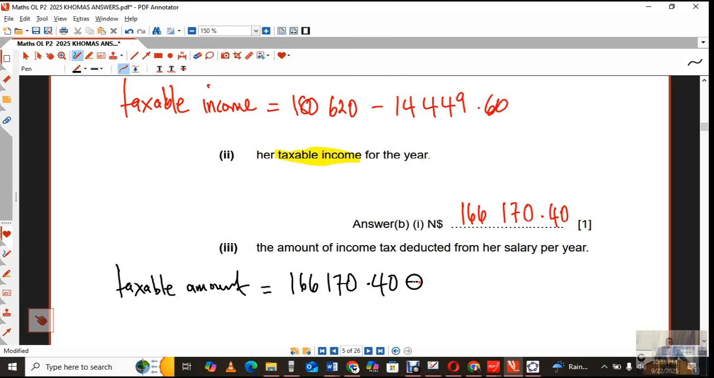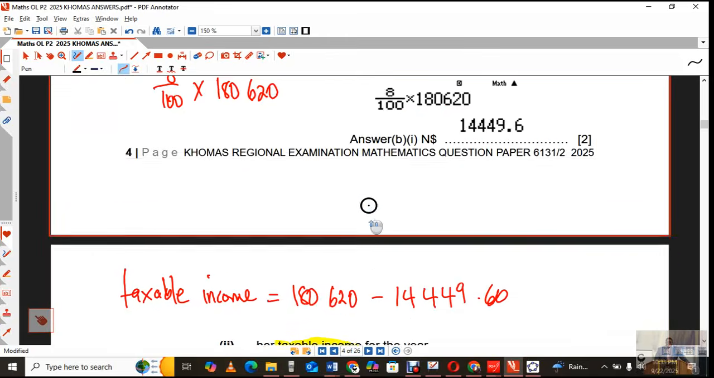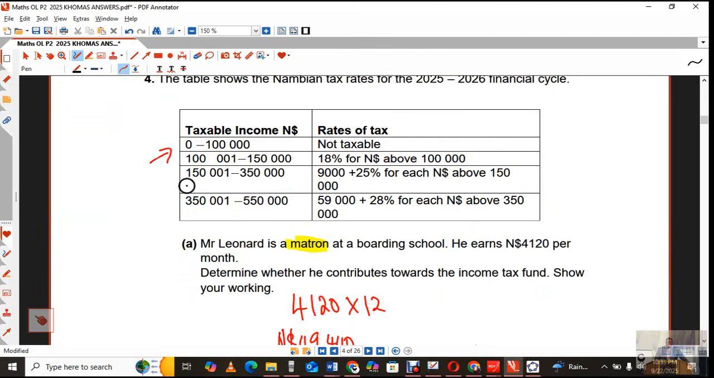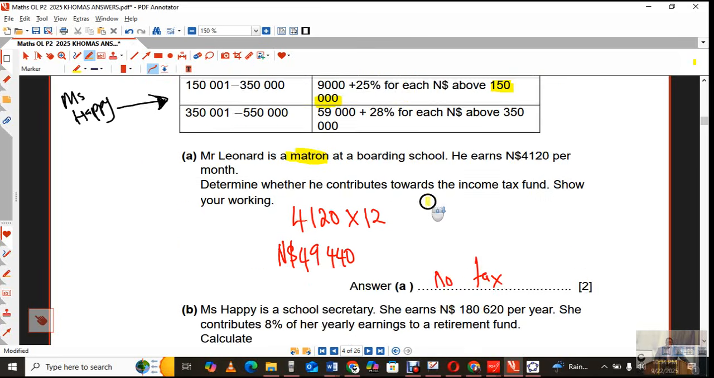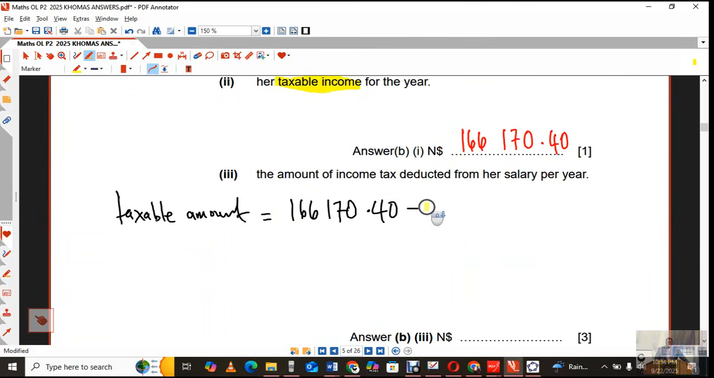So we take that amount, $166,170.40, and we subtract. That means we go back to the table, and the person clearly falls in this bracket here. That is the tax bracket that Miss Happy will fall into. You're going to subtract from the last amount given within the table, the one that says for each Namibian dollar above 150,000. So we're going to subtract 150,000 from that. That's the first thing that I'm going to do.